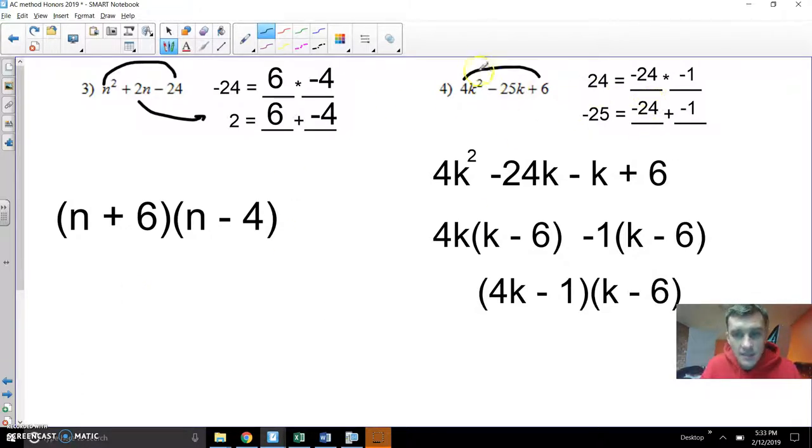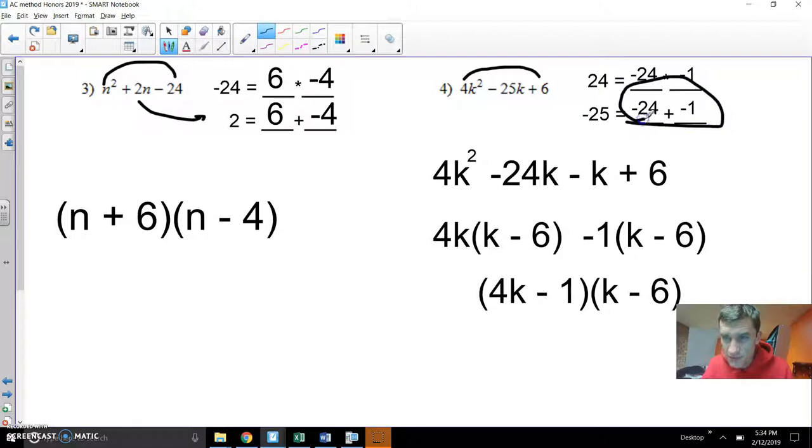So this one is not as easy because of this 4 here. We got to really think about the whole process. So I did 4 times 6, 24. They have to add to be negative 25. And so one thing that I was telling some people during the IXL exercise is that when these are 1 away from each other, always consider 1 as a factor. And so you need 2 negatives to multiply to be a positive, and then 2 negatives that add to be, in this case, negative 25.